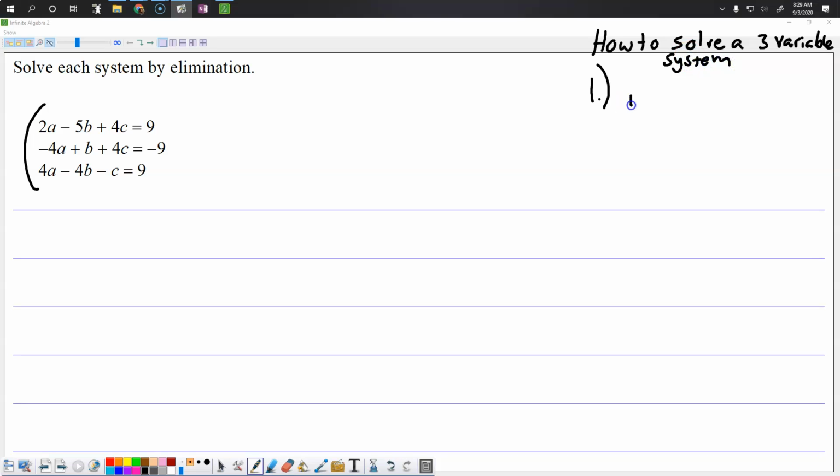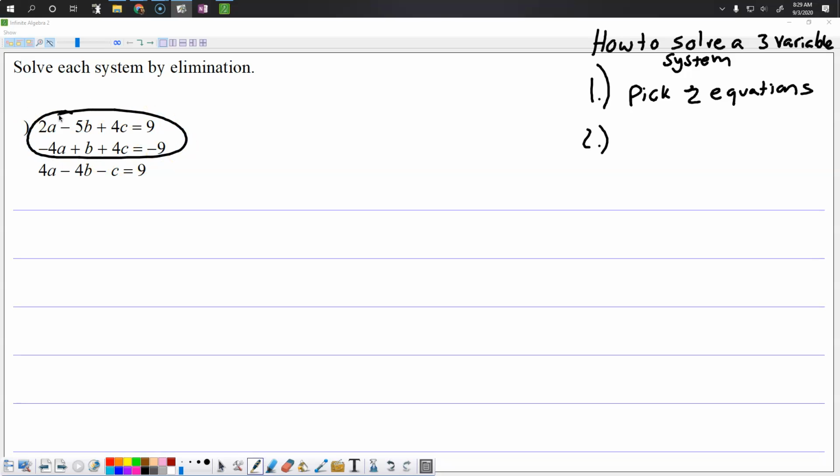The first thing you want to do is pick 2 equations. We have 3 of them up there, but we only need to start with 2. So I'm going to go ahead and pick the first 2 equations. I'm going to say these 2 are my first choice.